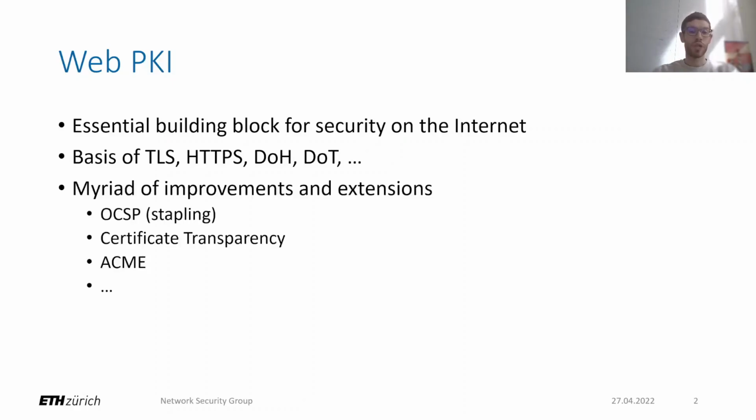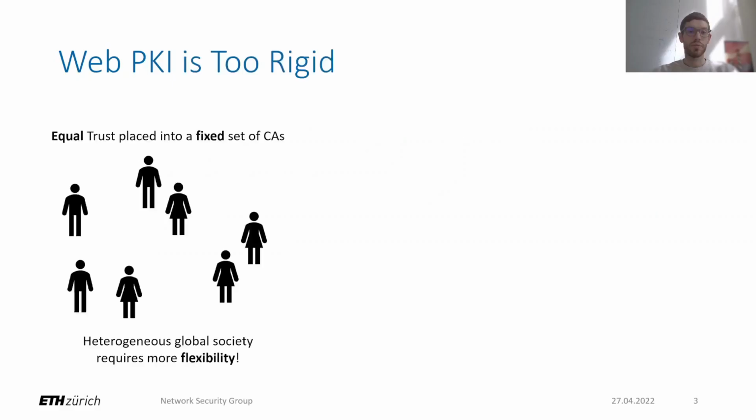OCSP stapling, for example, fixes the problem of relying on an out-of-band communication to check the revocation status by providing this information via the TLS handshake itself. CT addresses the problem that misconfiguration and misbehavior of CAs was hard to detect. ACME allowed to extensively increase the coverage of Web PKI by automatically issuing certificates for a fraction of the cost.